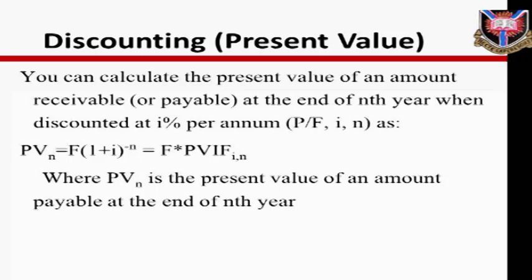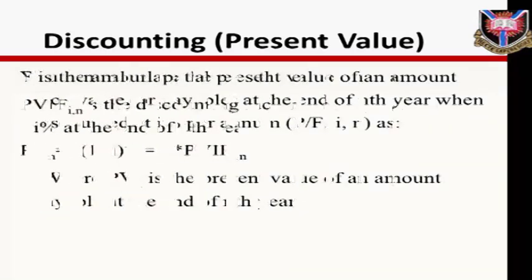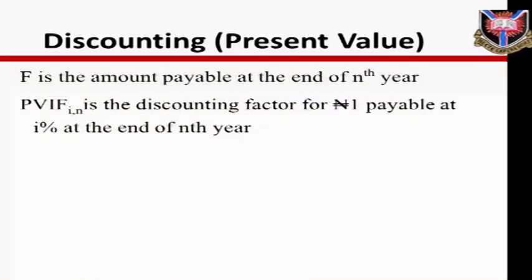at I percentage per annum as PVn equals F times (1 plus I) to the power negative n, which equals F times PVIF, where PVn is the present value of an amount payable at the end of the nth year, for n years, and PVIF is the discounting factor for 1 naira payable at I interest at the end of the nth year.